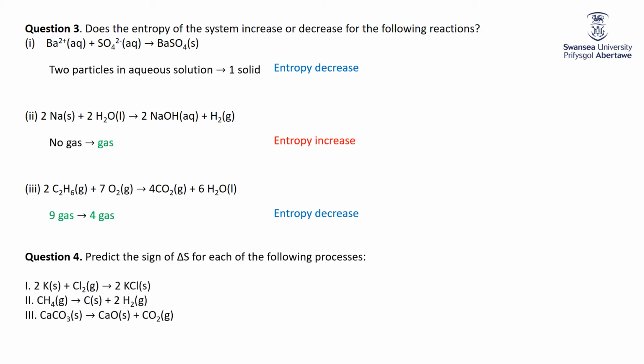Predict the sign of delta S for each of the following processes. So first one, we got solid and a gas going to no gas. So gas to no gas, that's going to be a decrease in entropy. So that's a negative delta S. Here we've got one gas going to 2 gases. So increase in the number of gases, increase in the entropy, so that will be a positive delta S. And then here solid gas, so we're making a gas going from no gas on the left to 1 gas on the right. Again, increase in the entropy, positive value of delta S.